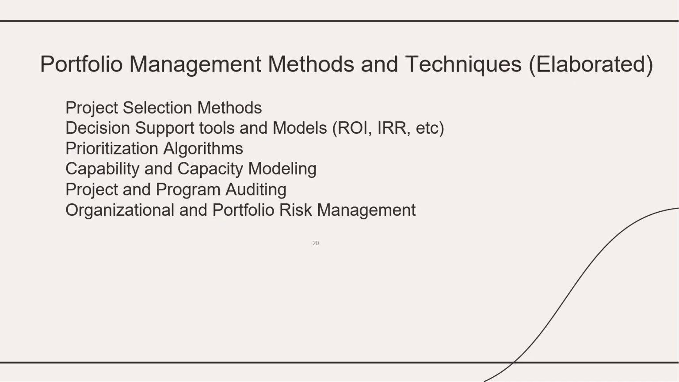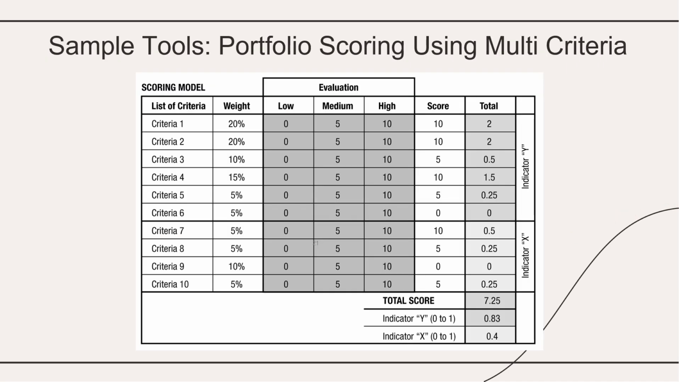As far as portfolio management and techniques, I have promised in the previous screen what needs to be elaborated. We are talking about project selection methods. Now, how do we go about it? We might be talking about DSS or the decision support system. Tools and models are as in ROI, return on investment, IRR, internal rate of return, etc. Prioritizing algorithm, capability and capacity modeling, project and program auditing, organization and portfolio risk management as the case might be.